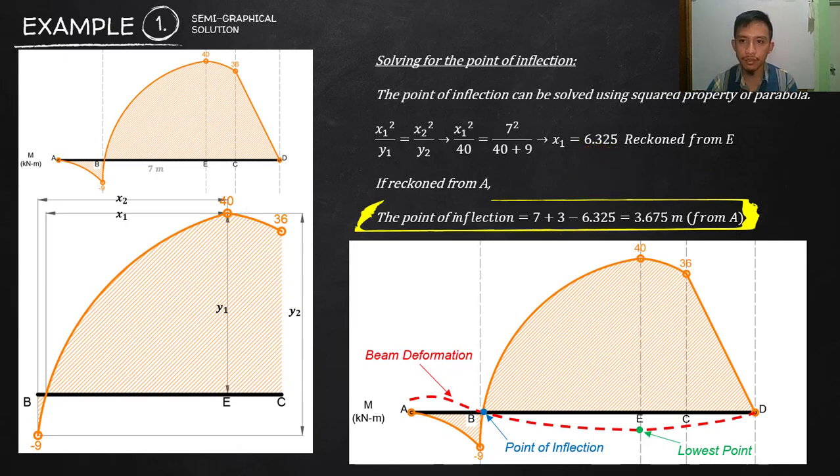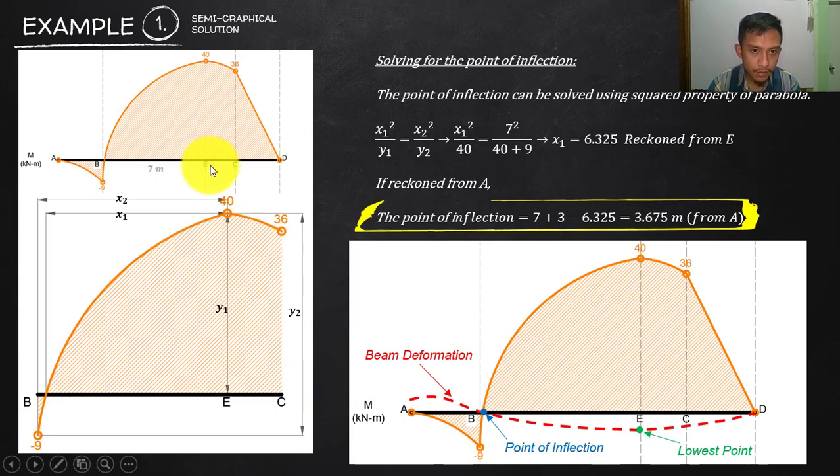6.325. I'm sorry, wait, let me just check. 6.325, x1. Okay, yes, that is our x1.